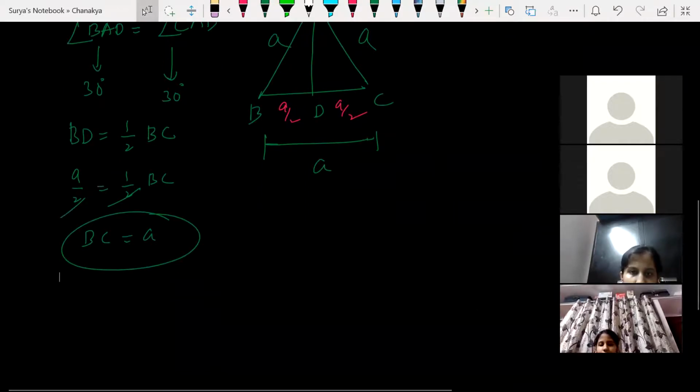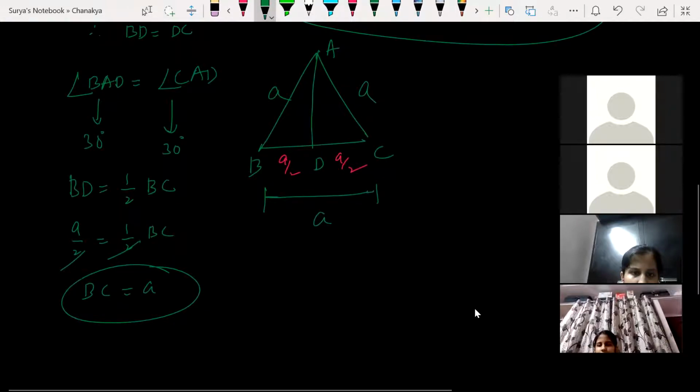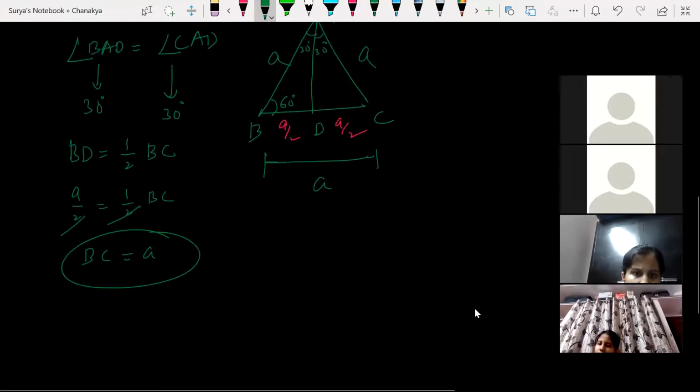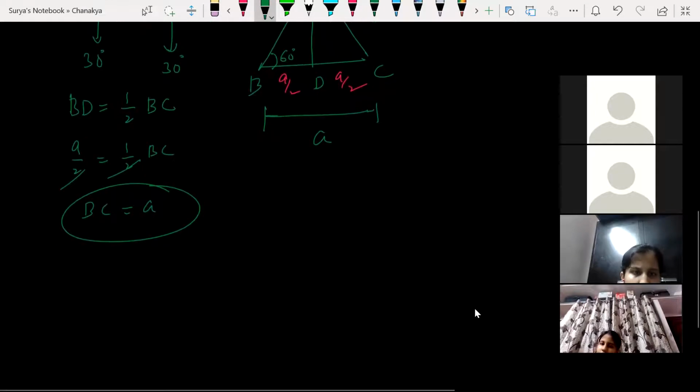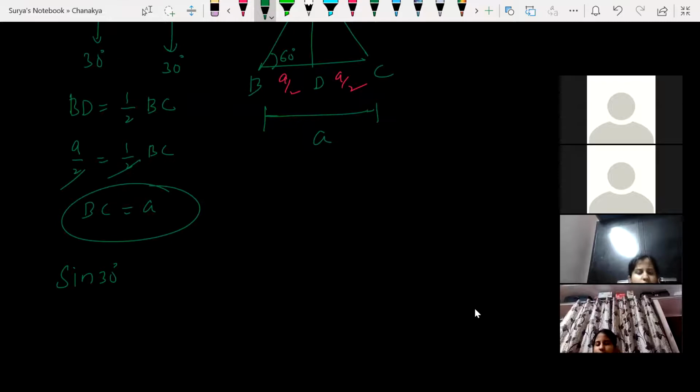Now for finding this, look at this here. This is my 30 degrees, so this is 60 degrees. This is 30, this is also 30. Now let's try to observe it clearly. Now we'll apply sine 30 degrees, which I need. For finding sine 30, what is the formula? Sine theta is opposite by hypotenuse, yes or no?